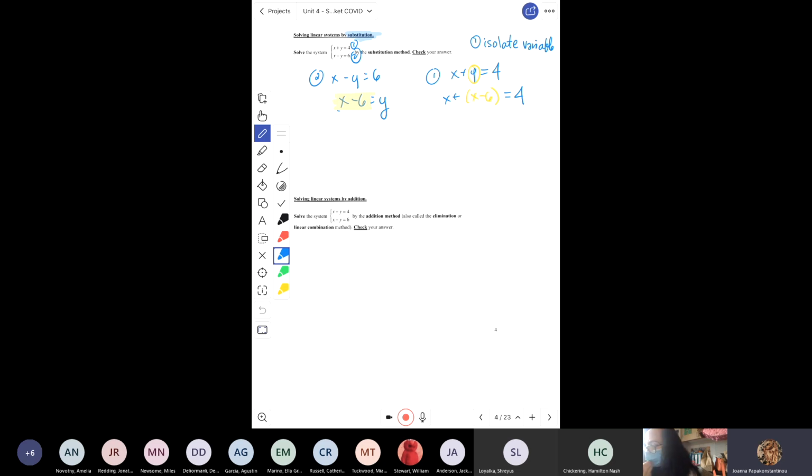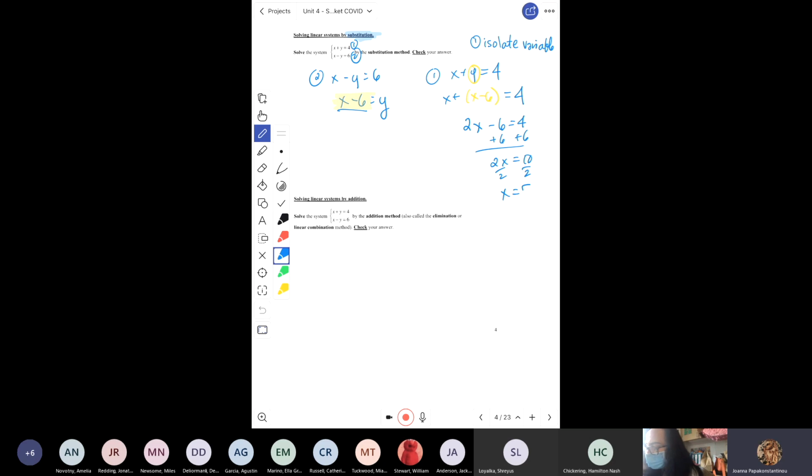Now, I just combine like terms on the left-hand side of the equation. If I did that, x plus x minus 6 equals 4 is going to be 2x minus 6 equals 4. Now what? How? Add 6 to both sides, and then what? Then divide by 2, and what do I get x to be? 5. Am I done? No, I need to have the point.